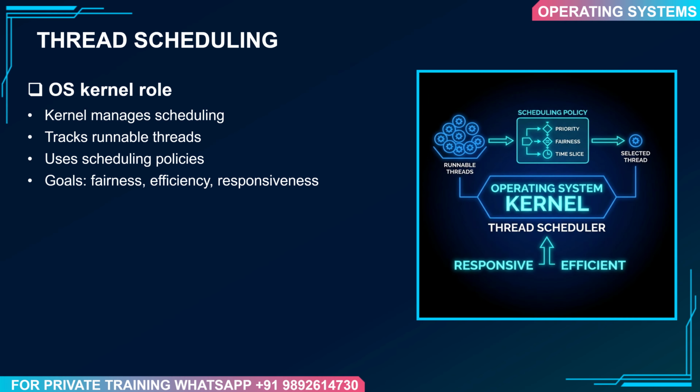In modern systems, thread scheduling is usually handled by the operating system kernel. The kernel keeps track of all runnable threads and selects one based on a scheduling policy. This policy defines the rules of selection. The goal is not just to be fair, but also to keep the system responsive and efficient.